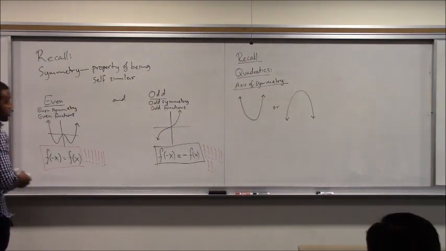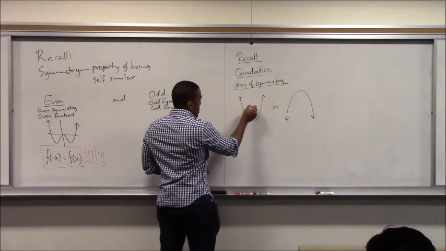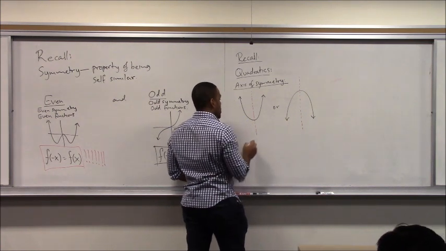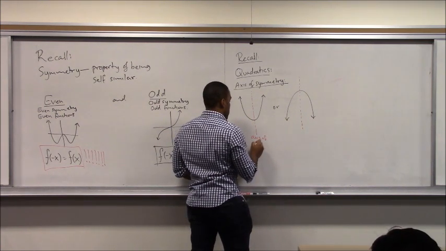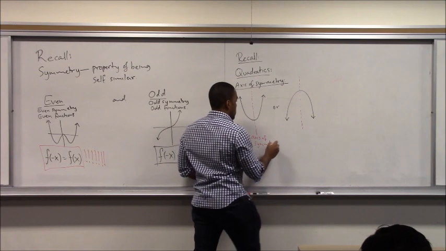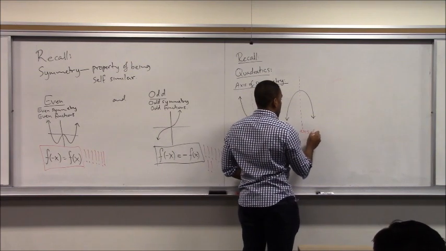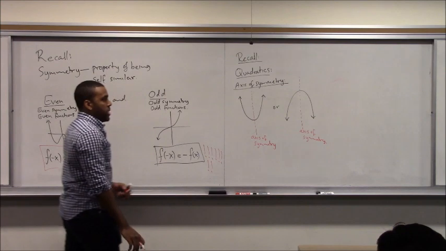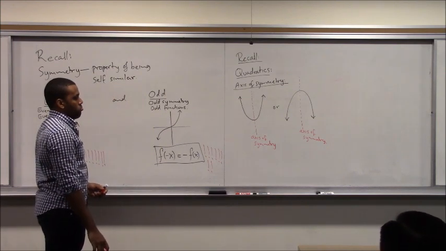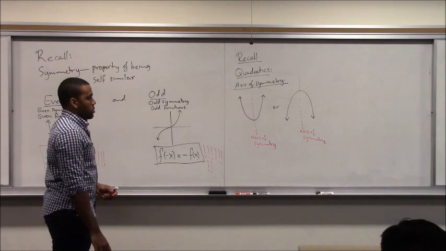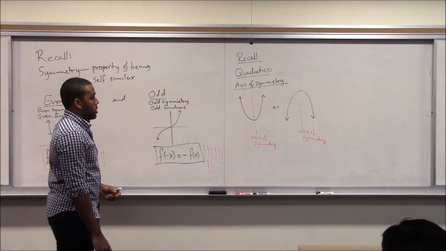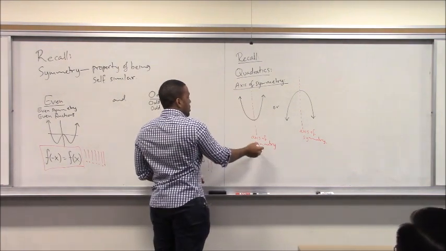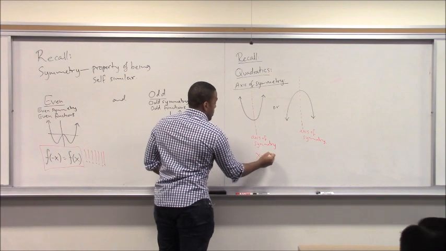So the axis of symmetry is going to be that line that cuts it exactly in half, where one side is a mirror image of the other. It's called the axis of symmetry. Could you find the equation of that line? The equation of the axis of symmetry: x equals negative b over 2a.